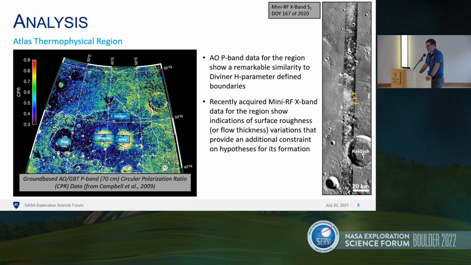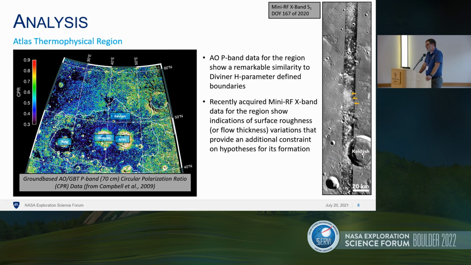We tend to think of the kind of signatures we're seeing in this image at P-band to be representative of dark halo deposits surrounding impact craters. But, you know, the Diviner H parameter shouldn't be picking up dark halos, right? What we tend to see with Diviner H maps in these thermophysical regions or these cold spots are indications of freshness of the deposit. But this is not very young. So there is something really interesting here.